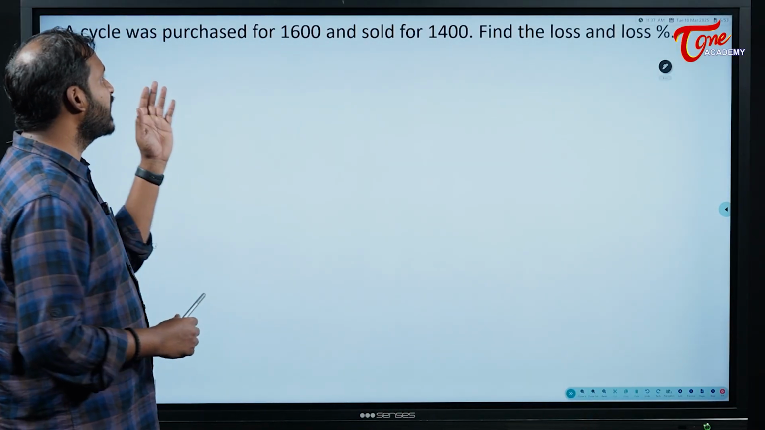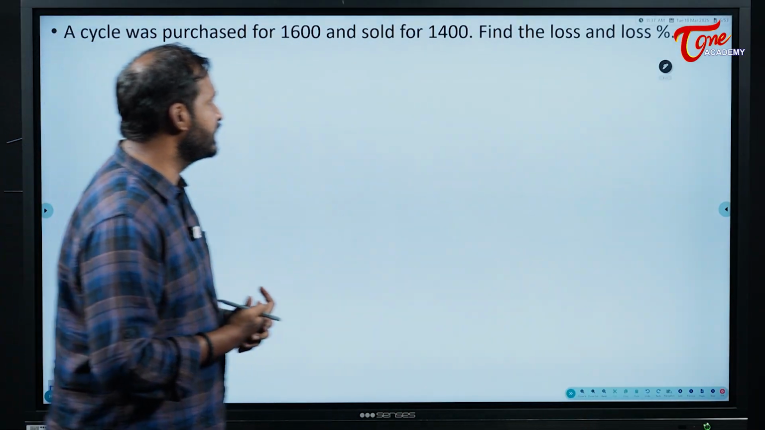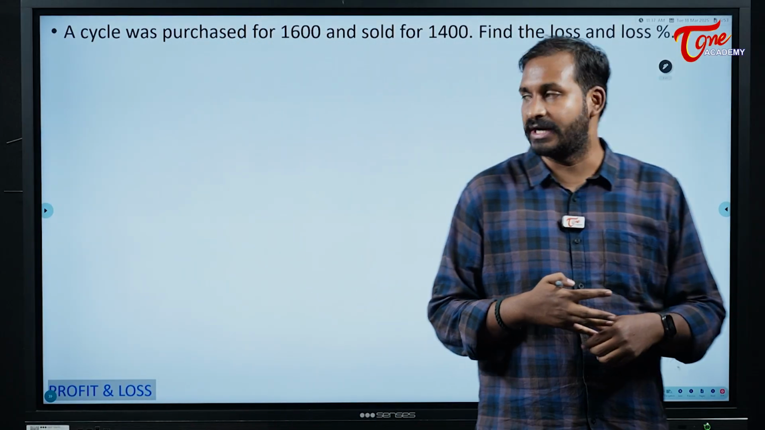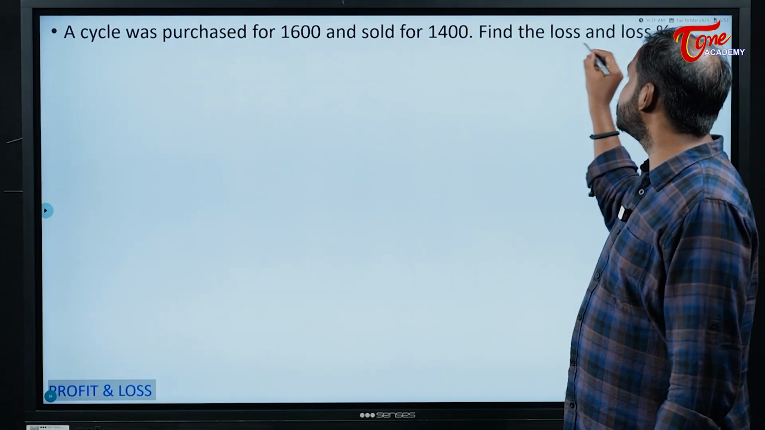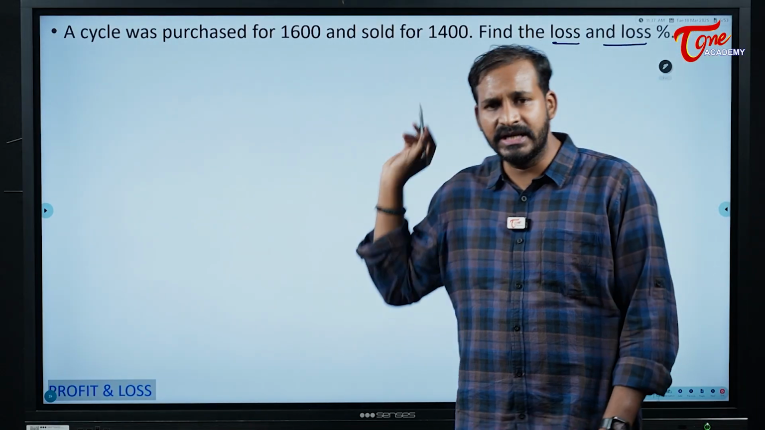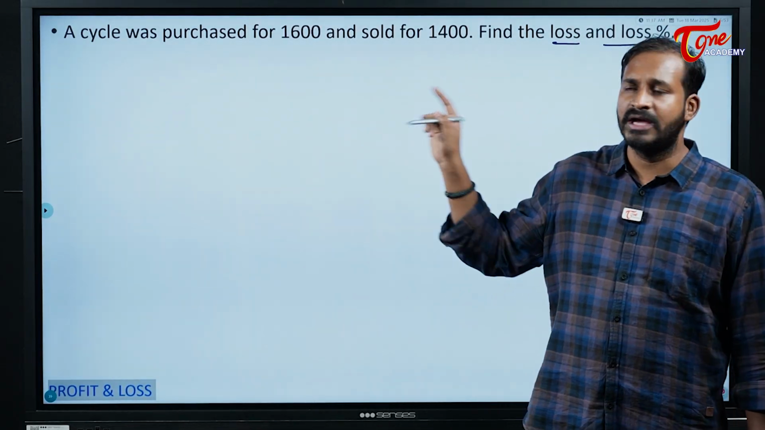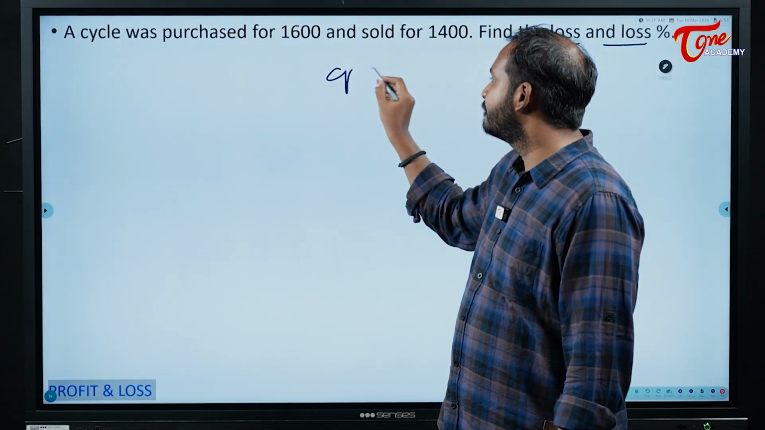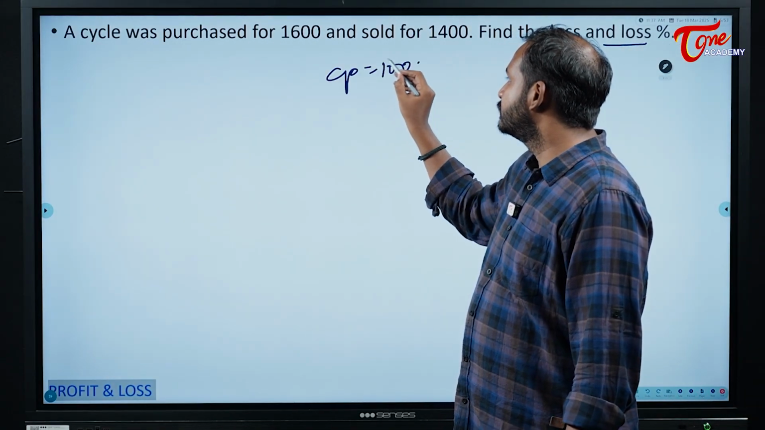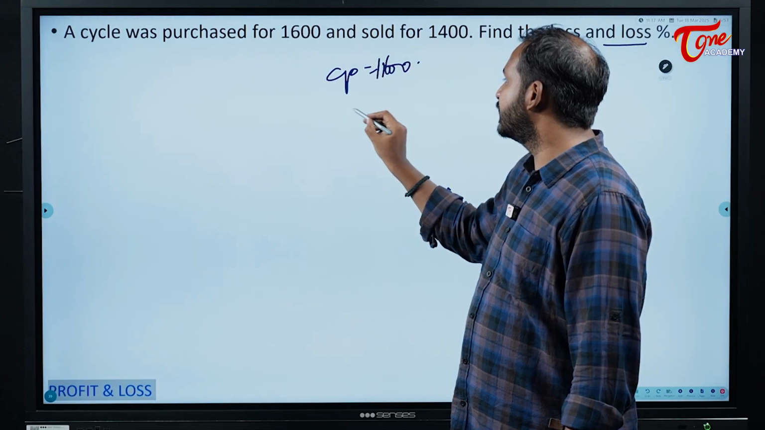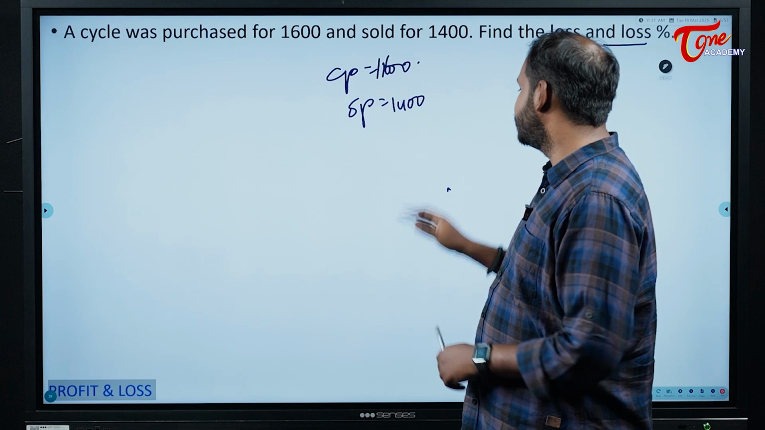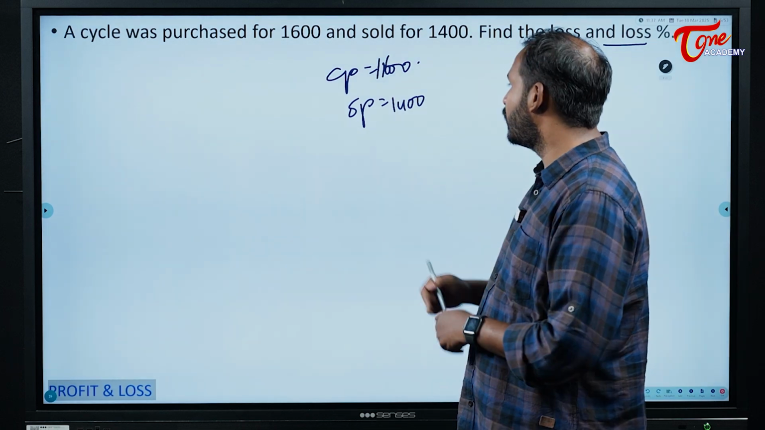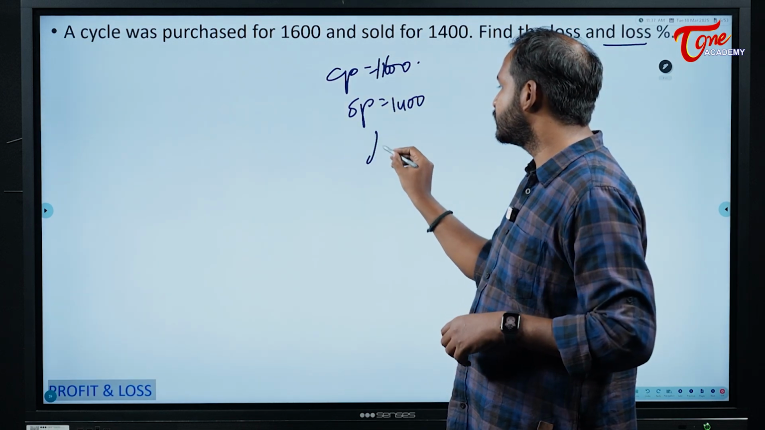Right, now see here: a cycle was purchased for rupees 1600 and sold for 1400. Find the loss and loss percentage. Anyway, it is very clear from the question itself. Here we have a cost price of 1600, right? 1600, and the selling price they have given us is 1400.